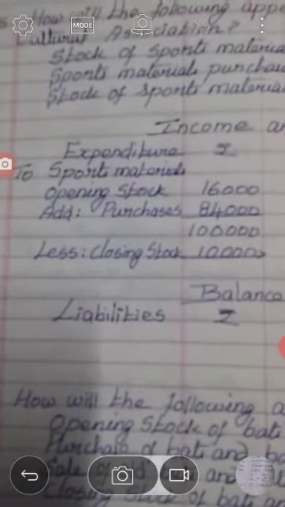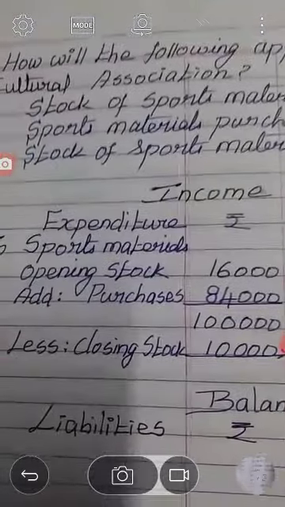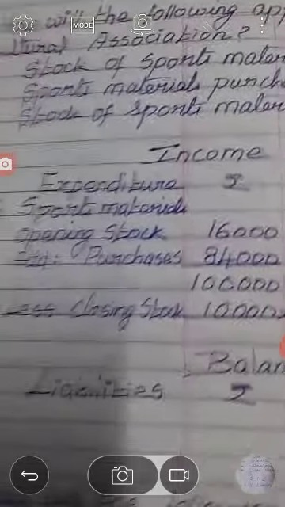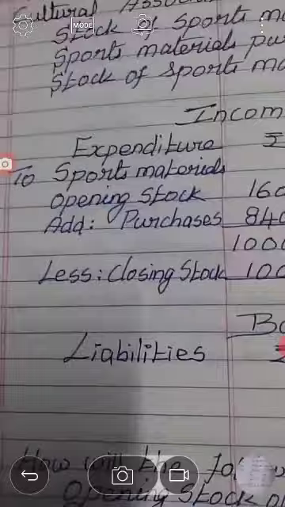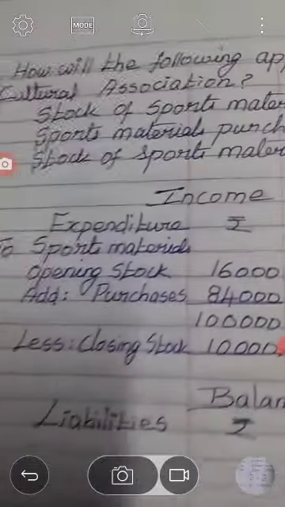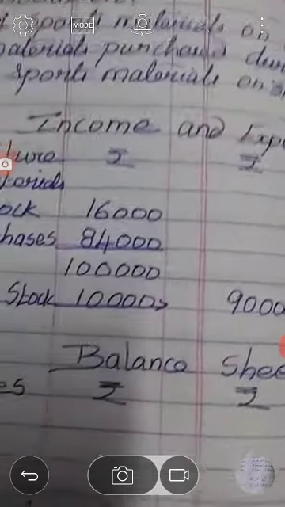Expenditure side. So you have to put a heading: income and expenditure account for the year ended 31/3/2018. Income, rupees. Here on the debit side, expenditure, rupees. What are the items that should be given in the problem? Stock of sports materials. So you have to put a heading, sports materials. Then within that, on the next line, write opening stock. The opening stock given in the sum, 1/4/2018, is 16,000. So, to opening stock 16,000.